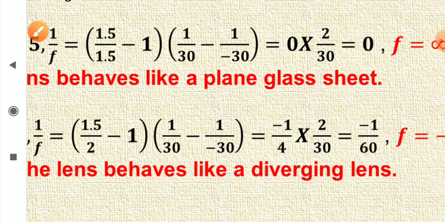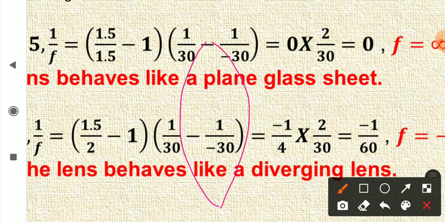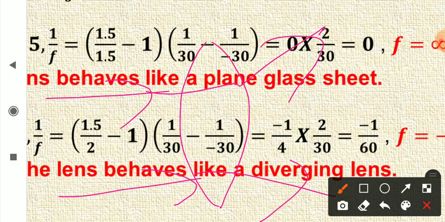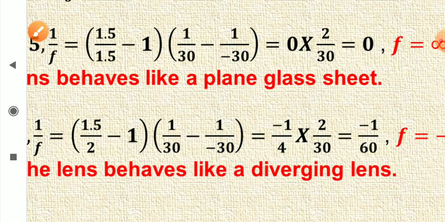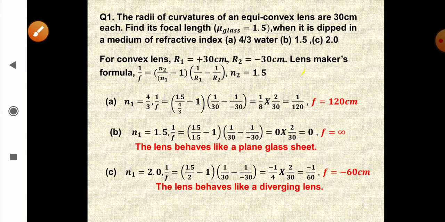But here, if it is placed in a denser medium, then the light coming to it will diverge, move away from each other. It will behave like a concave lens. So the nature of the lens changes.